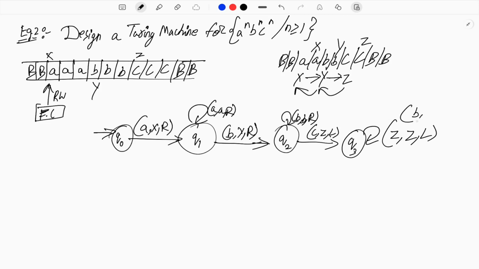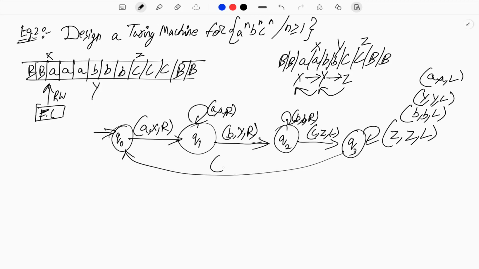Maybe left, and y is also there, and a is also there, so simply ignore them, okay. And it's gonna reach the initial state, and x was also there, so we're gonna ignore the x also, okay. So now do it for the remaining ones.